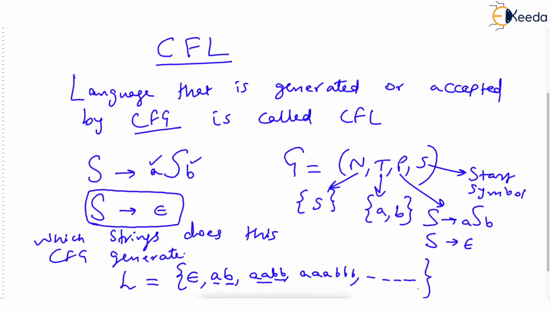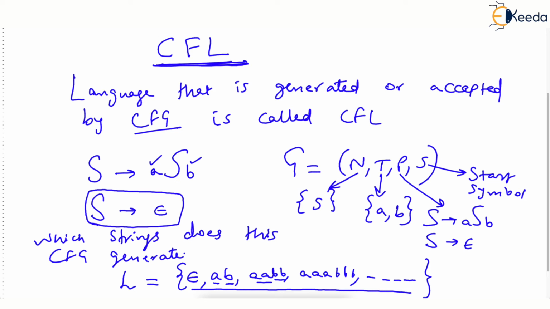Now this is the language. What is after all a language? Language is a set of strings. This set is called the language generated by the grammar. Such a language is called a CFL. It's known as a context free language because it has been generated by a given CFG.